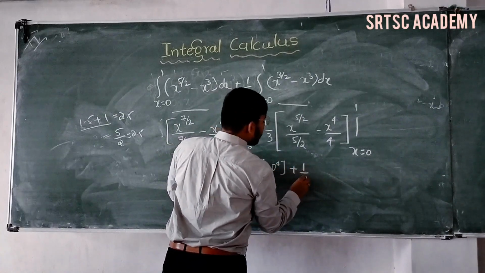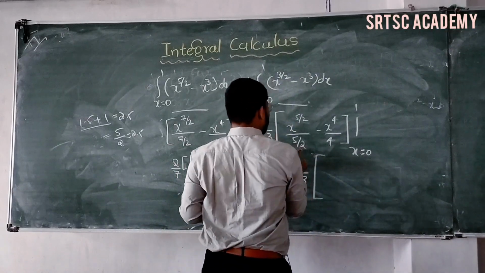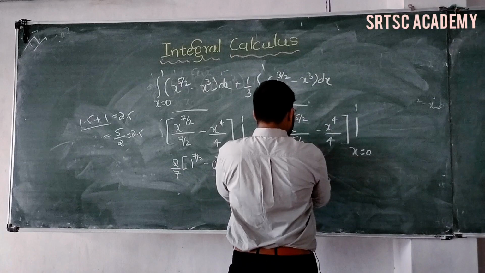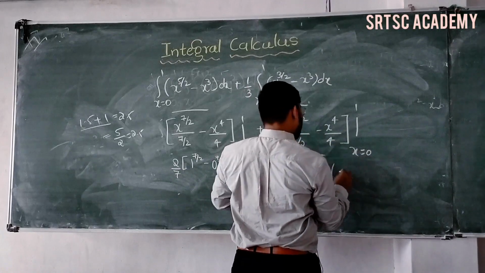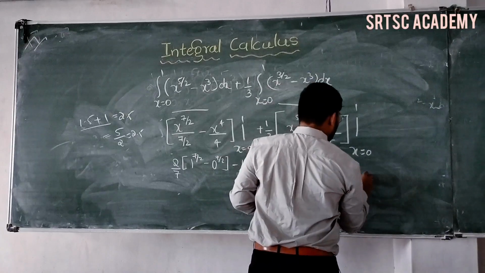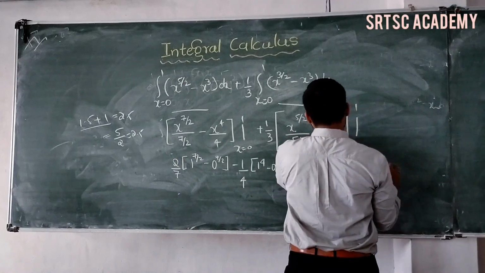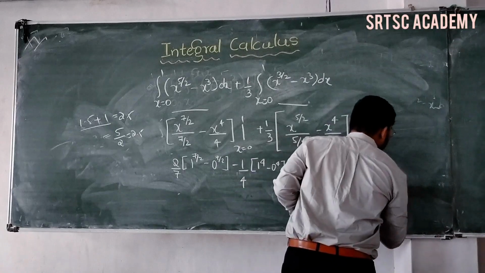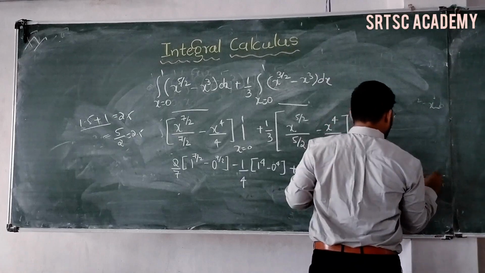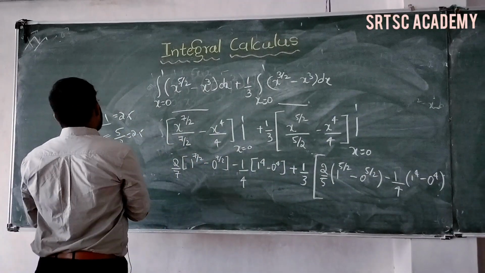Plus 1 by 3 is common for these two terms. Take it outside. And here is 5 by 2, so 2 goes to the numerator: 2 by 5 into x to the power 5 by 2. Apply the upper limit: 1 to the power 5 by 2 minus 0 to the power 5 by 2. Minus 1 by 4 is common because the coefficient of x to the power 4 is 1 by 4. Take it outside, and x to the power 4: apply the upper limit, 1 to the power 4 minus 0 to the power 4. Simplify it, you will get the answer.